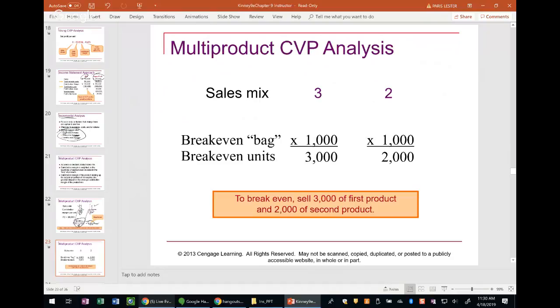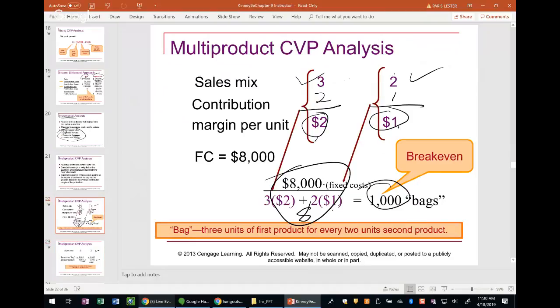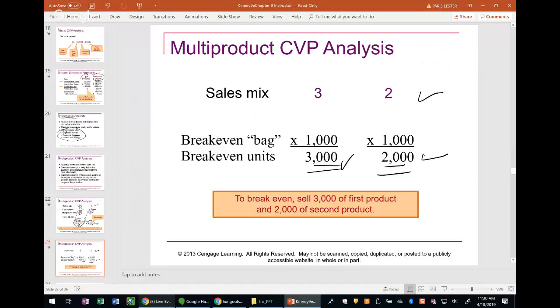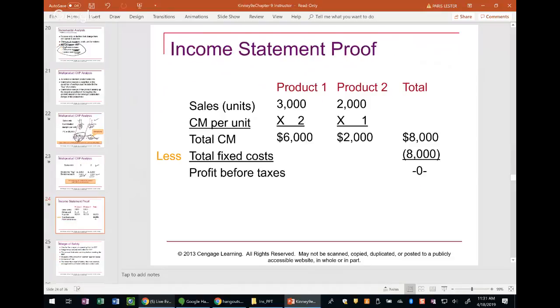Here's your 1,000 bags. If we did a sales mix of 3, that's 3,000. And 2 times 1,000 is 2,000. That'd be your break even in units, 1,000. Every time we throw in our sales mix. Income statement proof. Sales is 3,000. Contribution margin is 2. Total contribution margin, 6 plus 2 is equal to 8. 8 minus the fixed cost gives you 0. Break even.